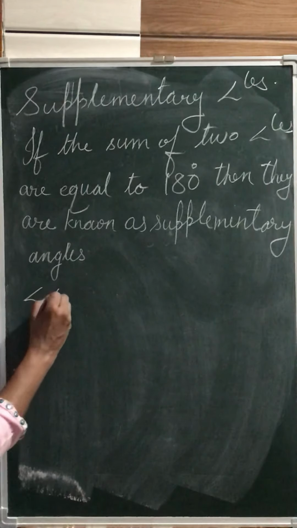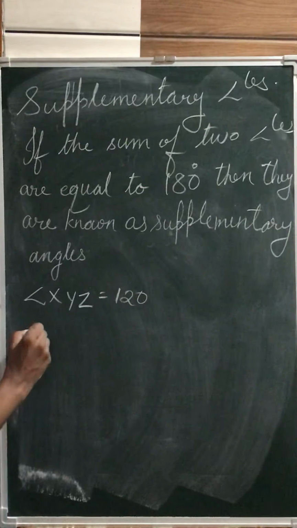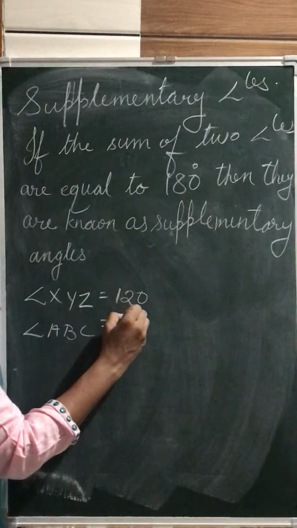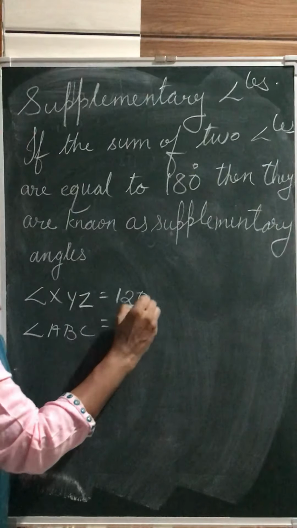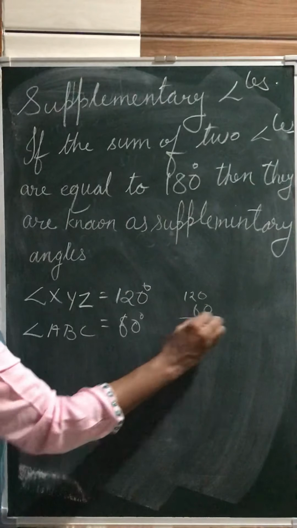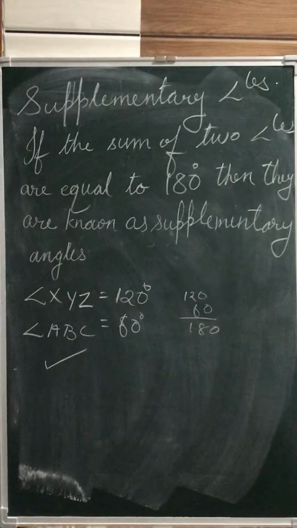If two angles I am giving X, Y, Z equal to 120, ABC equal to 60 degree, then add these two, 120 plus 60 is equal to 180, then they are supplementary.